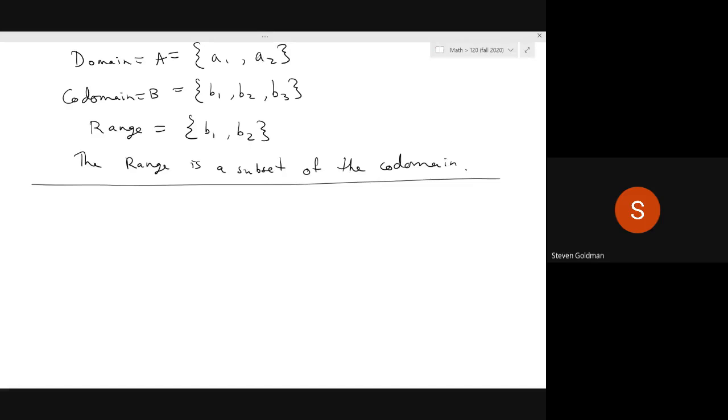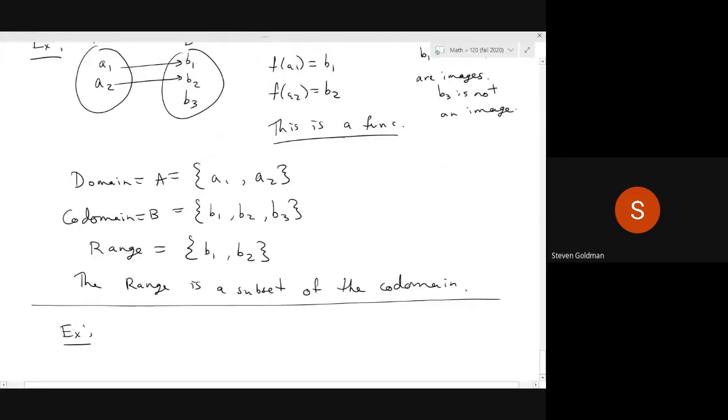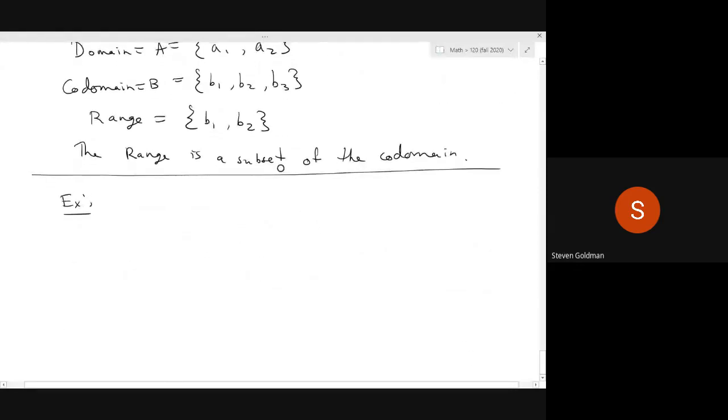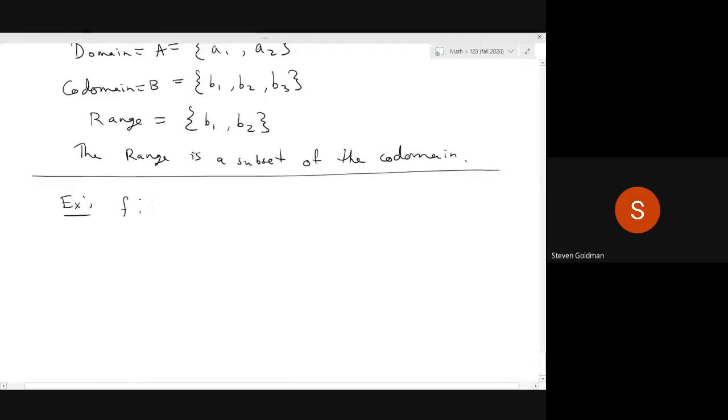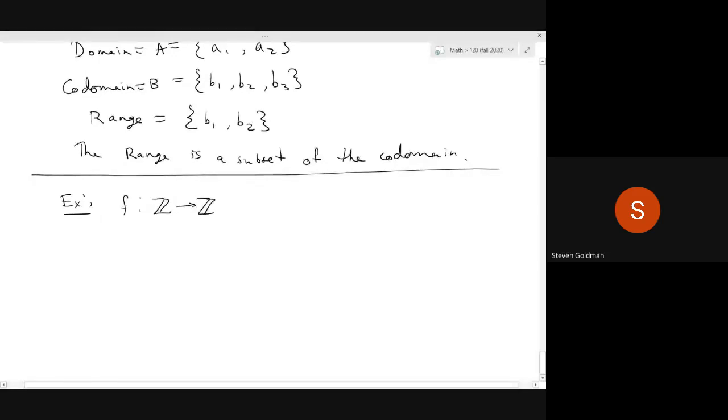Okay, so we could have different examples of functions. So far, I've given you functions using Venn diagrams as my examples. I could also give you functions in different ways. So first of all, if I give you a function, I have to tell you what the domain and the codomain are. If I want my function to be from the set of integers to the set of integers, I would write it this way.